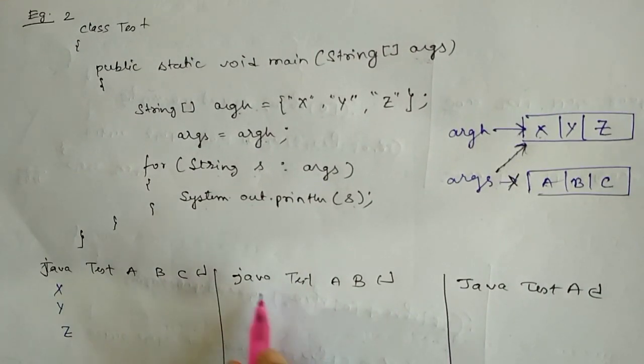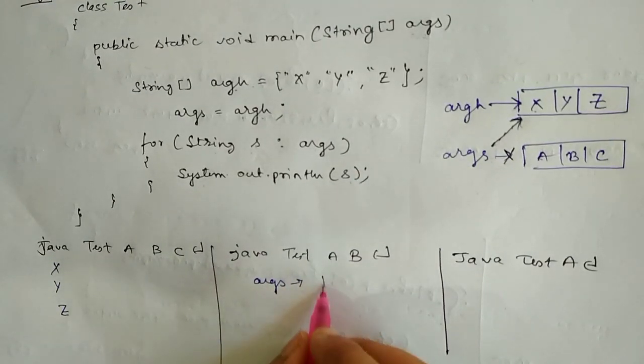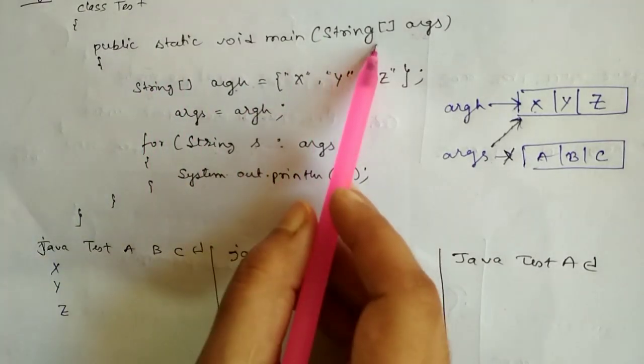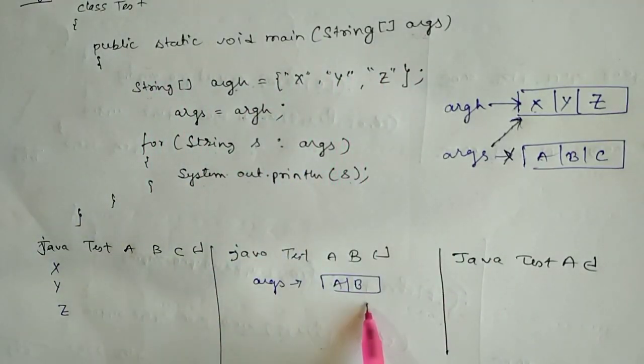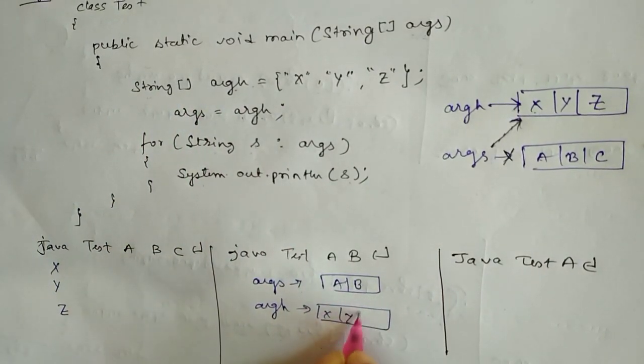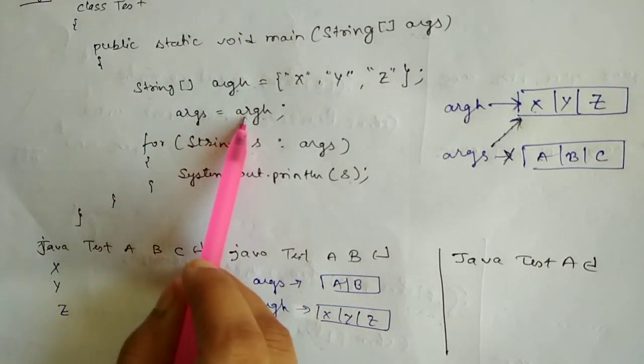In the second case, if we run this program again, it will be java Test. So what is ARGS? ARGS is pointing to A and B, after this is when the main started. So ARGS is pointing to A and B, and String ARGH is now pointing to X, Y, and Z. And now according to the third line, ARGS is equal to ARGH.